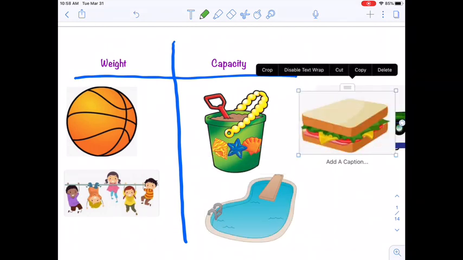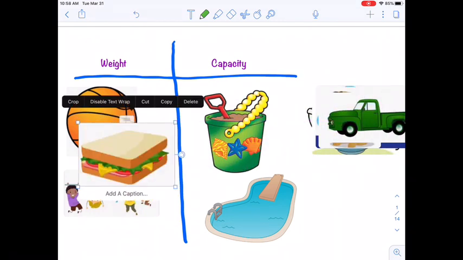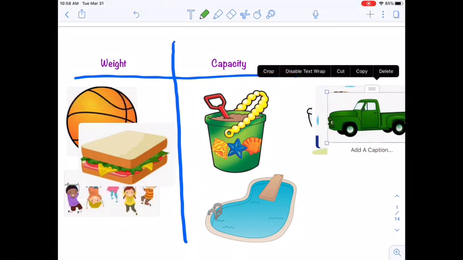How about a sandwich? If I'm talking about a sandwich, am I talking about how heavy or how light the sandwich is, or am I talking about how much a sandwich can hold? Well, I don't really fill a sandwich up with anything, so I'm talking about how heavy or how light the sandwich is. Okay, we have a few more.